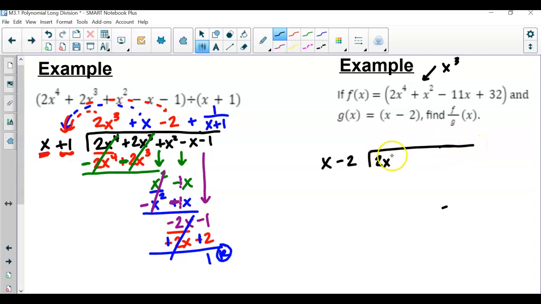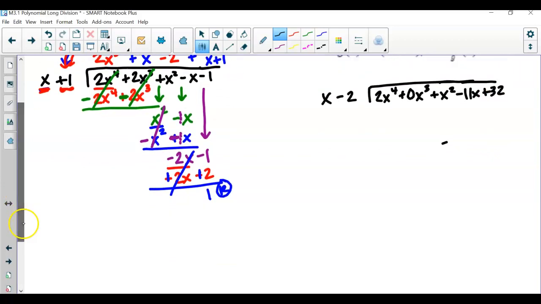That means after 2x to the fourth, well, what number represents nothing? 0. So we're going to actually put 0x cubed as the placeholder for that x cubed here. Then continue, plus x squared minus 11x plus 32. Now we can get started with our long division here. So remember, if you're ever missing a term, use that 0 as your placeholder. Here we go. So same as before, first term into the first term. Well, here I've just got 1, but here I've just got 2. So 2, then 4 x's, 1x, 3 more x's.